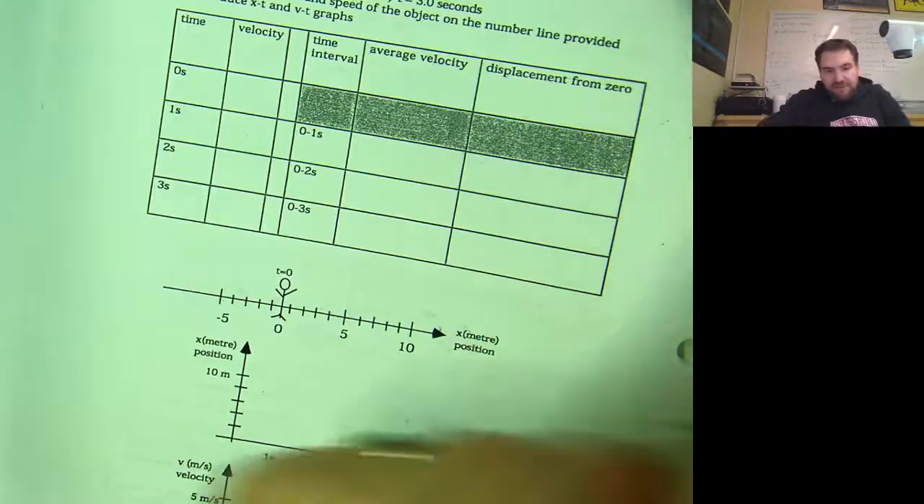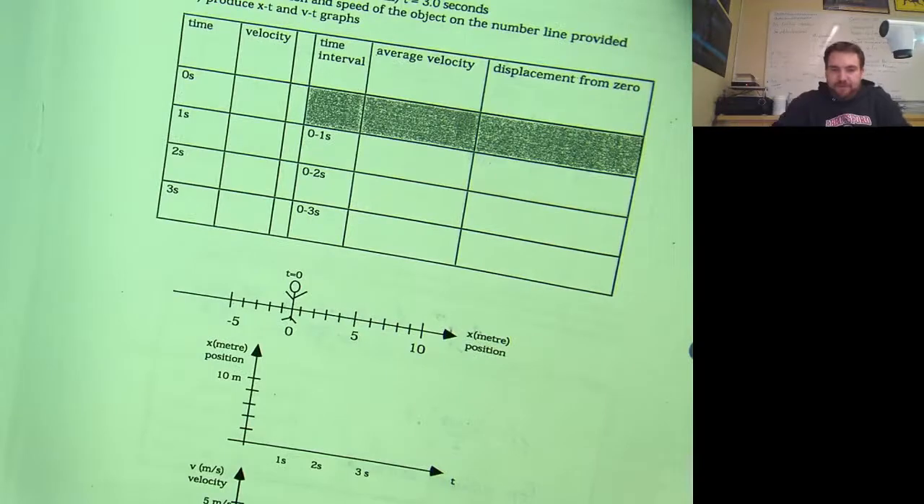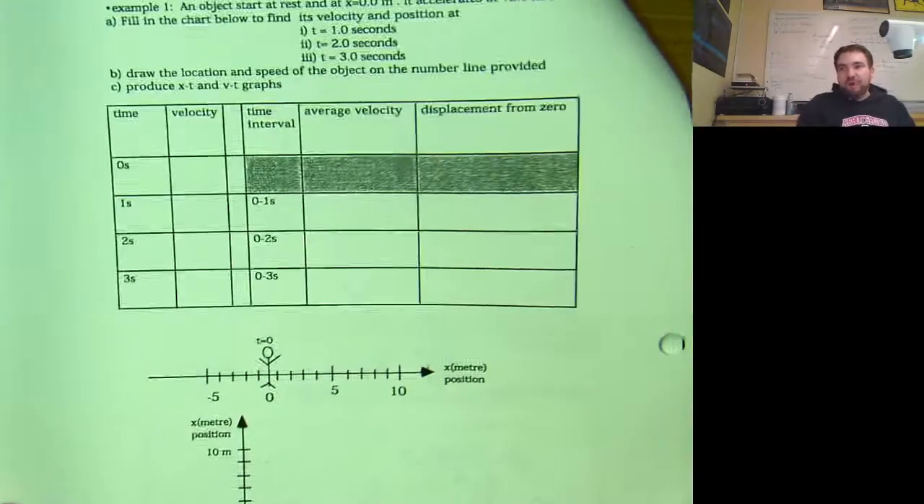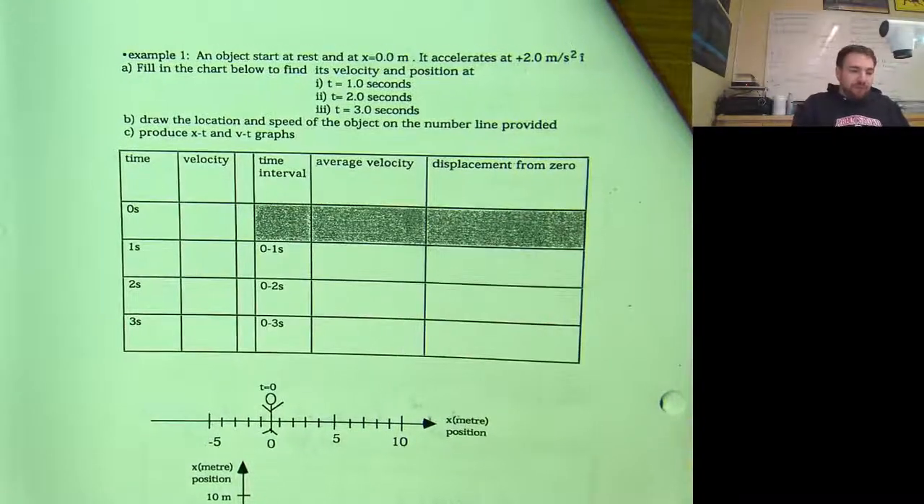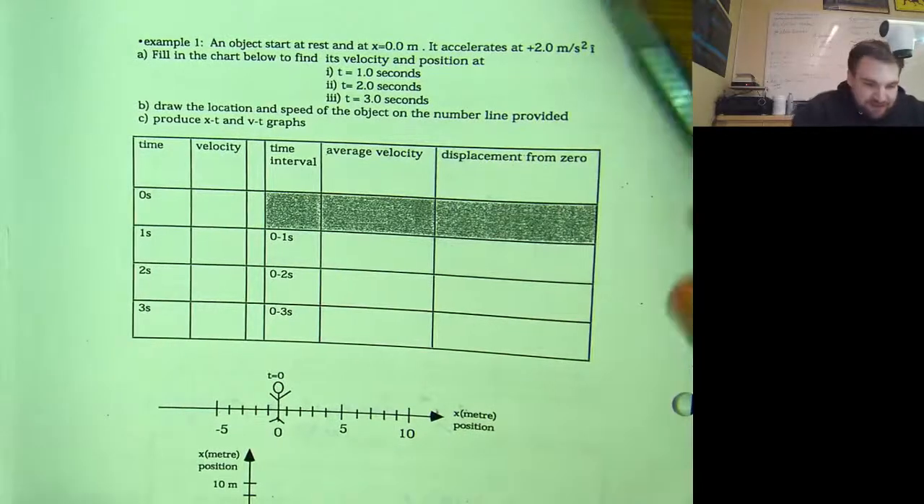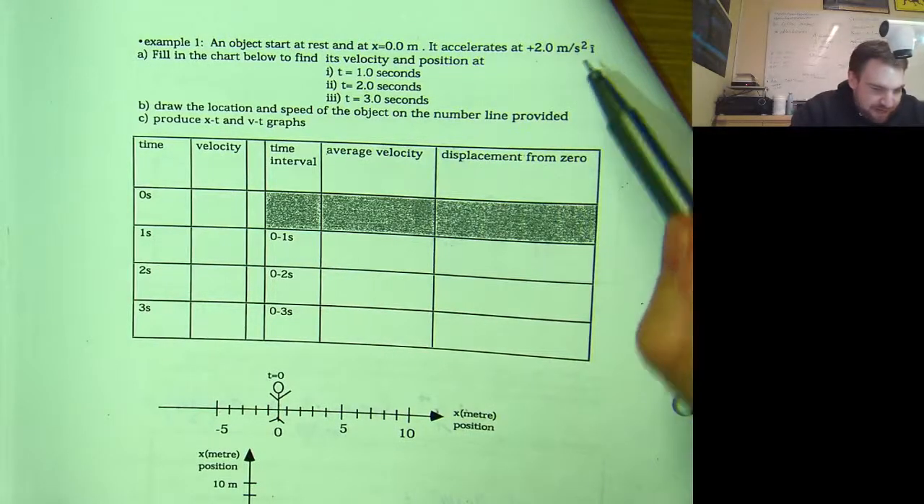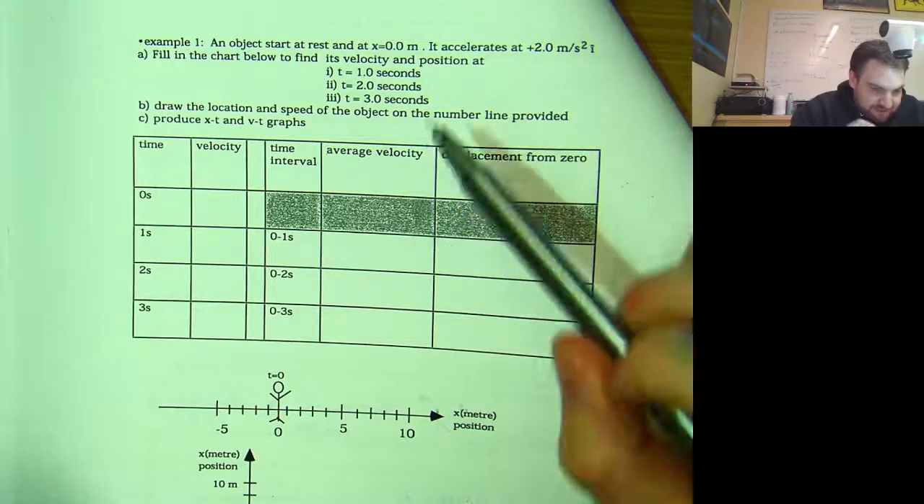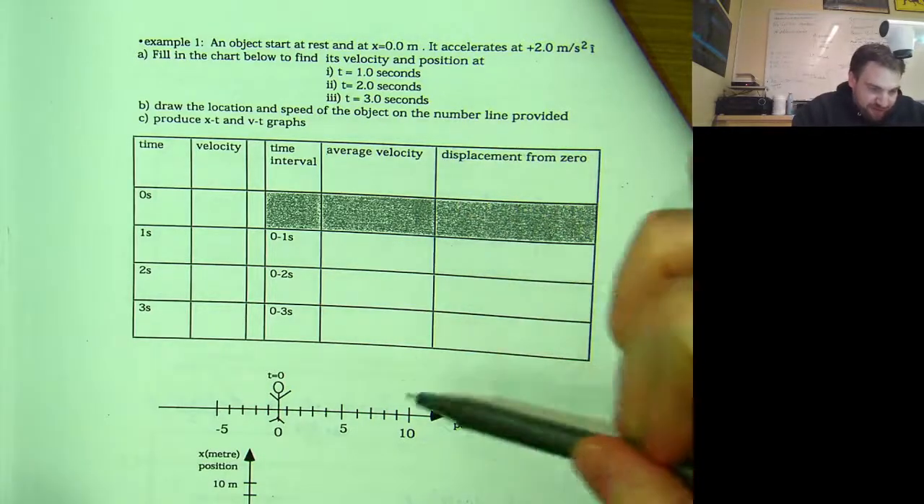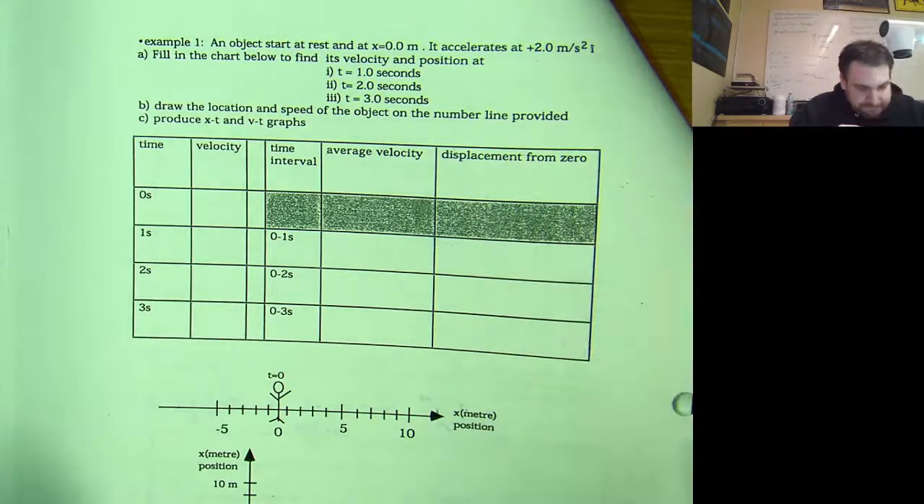So let's take a look at those two for the time being. Using some graphical analysis and some charting. If we've got an object starting at rest, accelerating at 2 meters per second squared I hat, we want to fill in the chart below for velocity and position. We want to draw the location and speed on the number line, and then we're going to graph it.